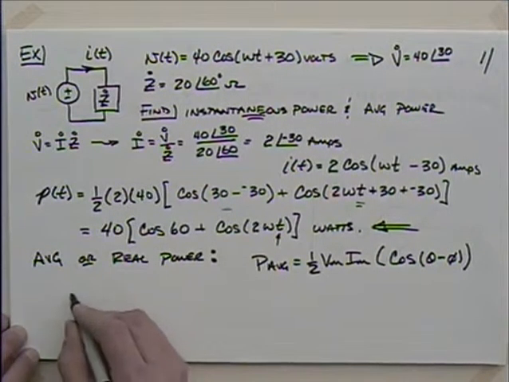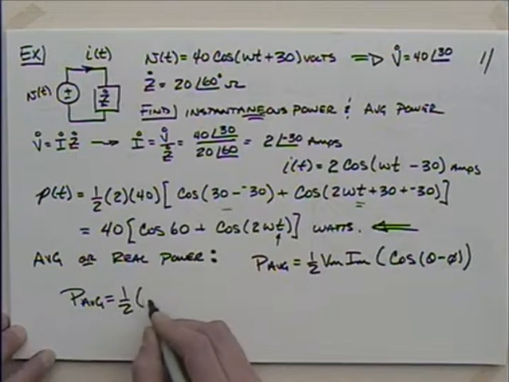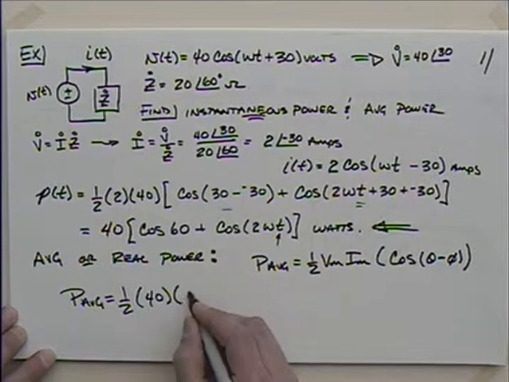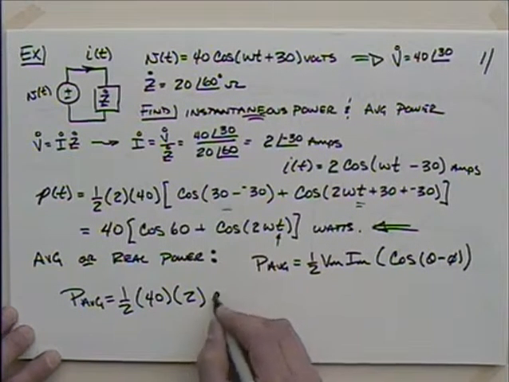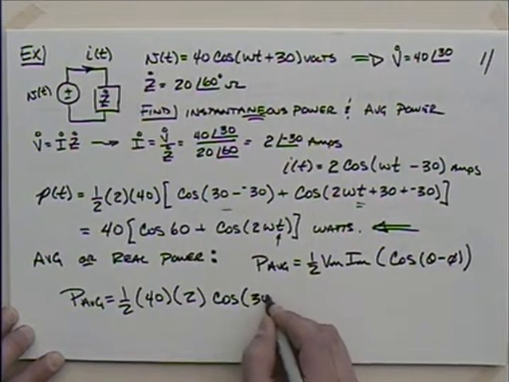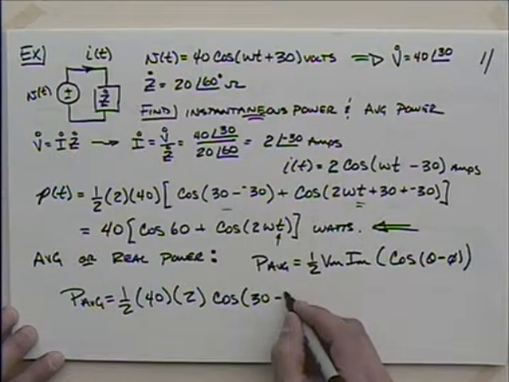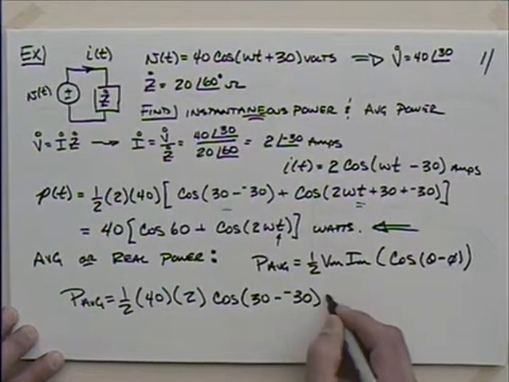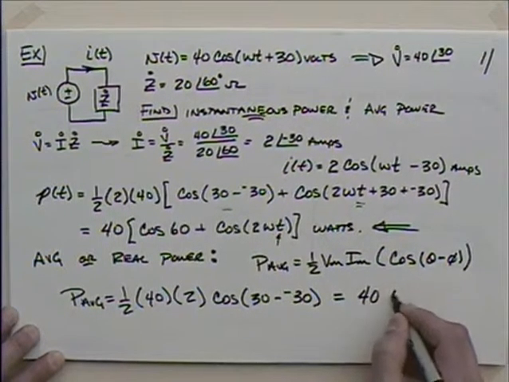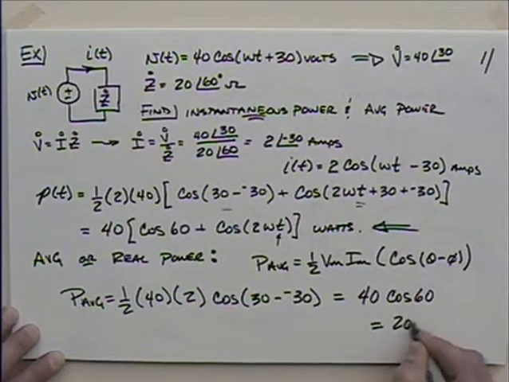Okay. So the average power is equal to 1/2 times the magnitude of my voltage, 40, times the magnitude of the current, which is 2, times the cosine of the angle of the voltage, which is 30, minus the angle of the current, which is minus 30, which turns out to be 40 times the cosine of 60, which nets me 20 watts.